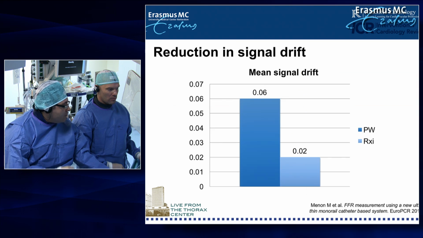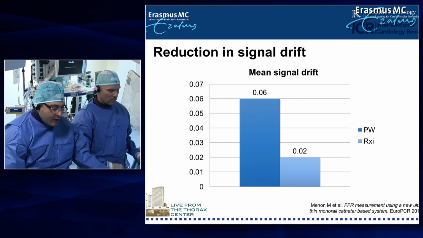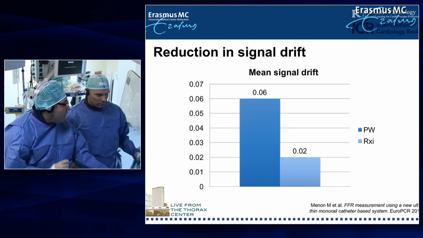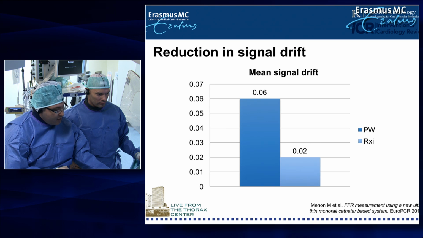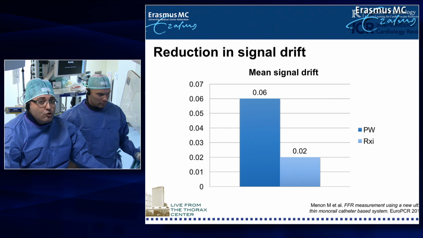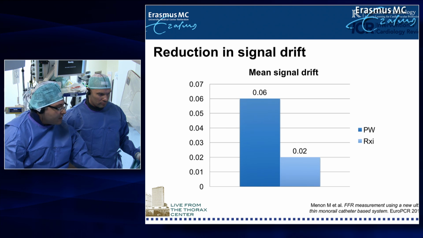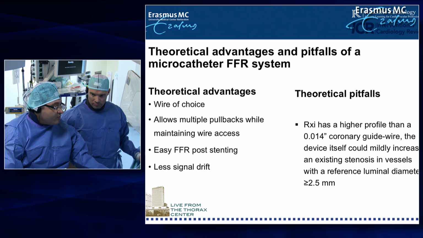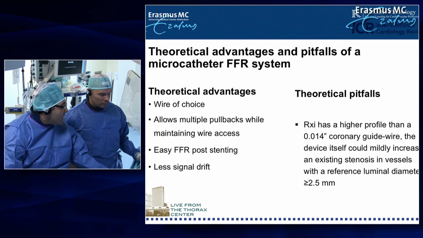So maybe we can also mention another important factor for this microcatheter, that is the signal drift. We have much less signal drift with this microcatheter, and this is due to the optical technology of this microcatheter compared with the standard wires. And this is very important when we are doing multiple measurements.